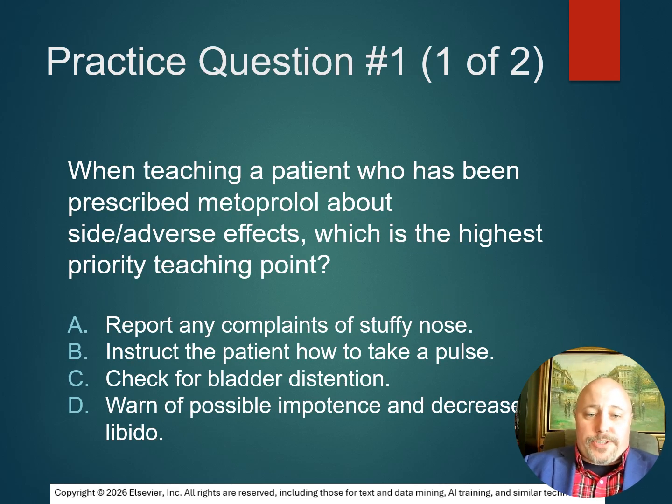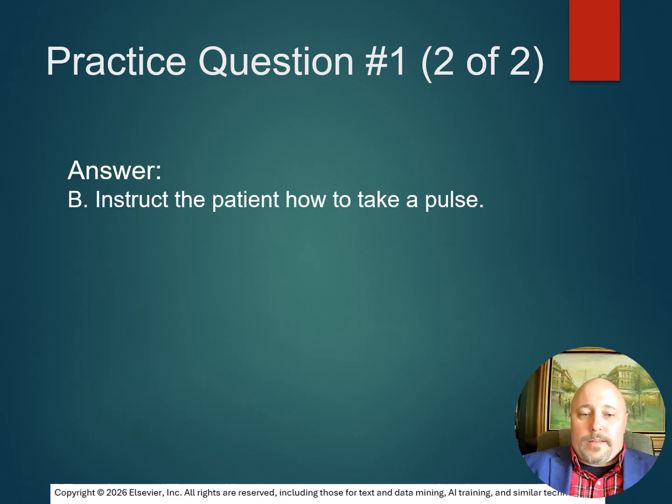For our first practice question, when teaching a patient who's been prescribed metoprolol about side and adverse effects, what is the highest priority teaching point? Would that be A, report any complaints of stuffy nose? B, instruct the patient how to take a pulse? C, check for bladder distension? Or D, warn of possible impotence and decreased libido? And that answer is going to be B, instruct the patient how to take a pulse. Remember, airway, breathing, circulation are always your top priority with any NCLEX question. As far as D, warning the patient about impotence and decreased libido, this is something to definitely be aware of, as many guys will completely refuse to take beta blockers.